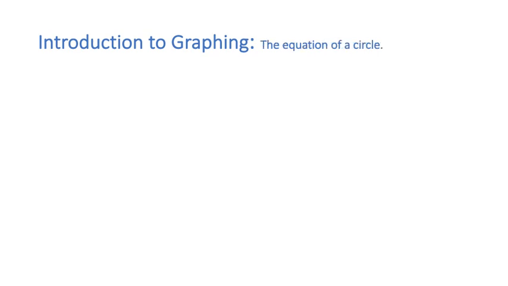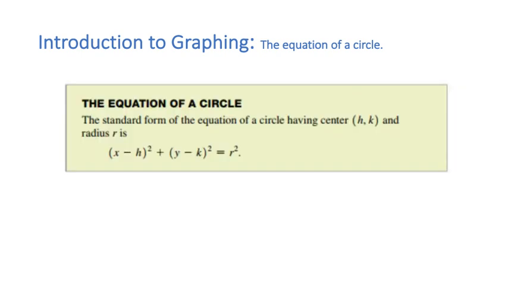Okay, circles are next. So first let's talk about the equation of a circle. The equation of a circle in standard form looks like this: (x minus h) squared plus (y minus k) squared equals r squared. The center of the circle is the coordinate (h, k). Notice it's not negative h, negative k. It's positive h, positive k. So we're going to take the opposite of this. And the radius is r, not r squared. So it's the square root of this term.